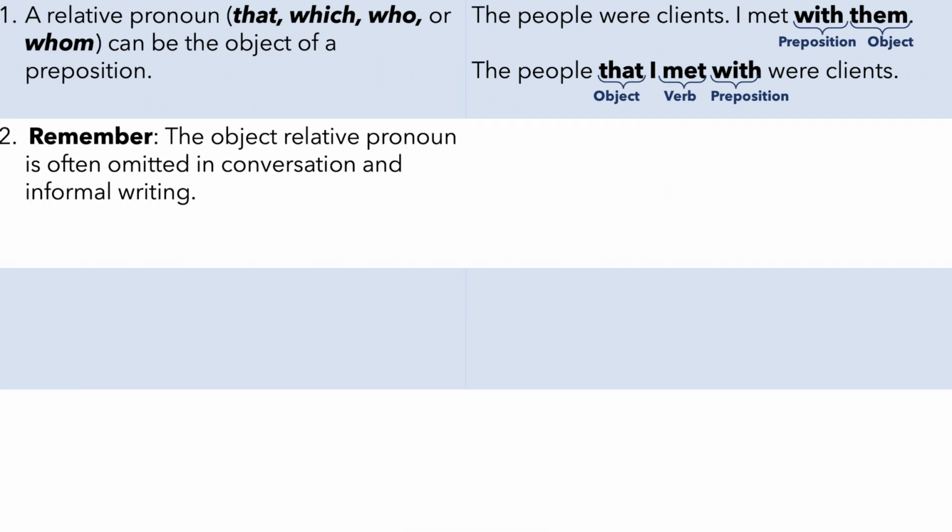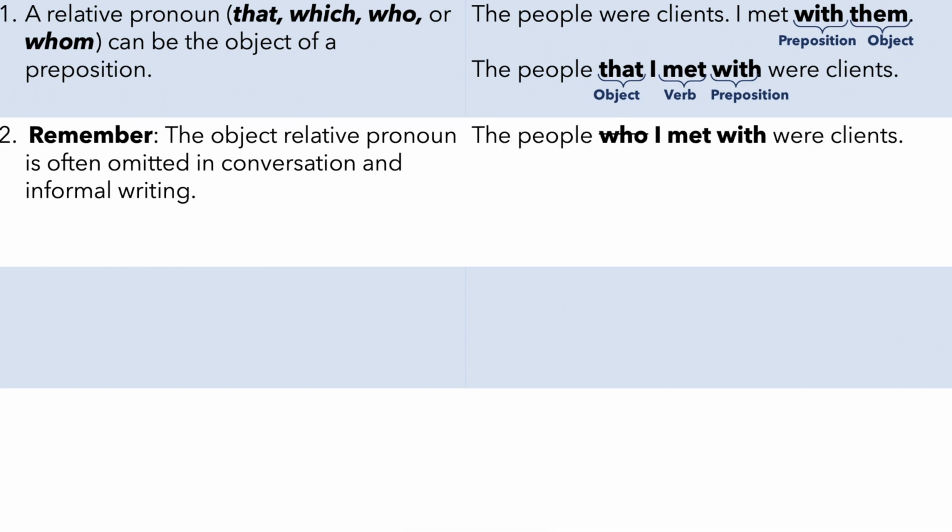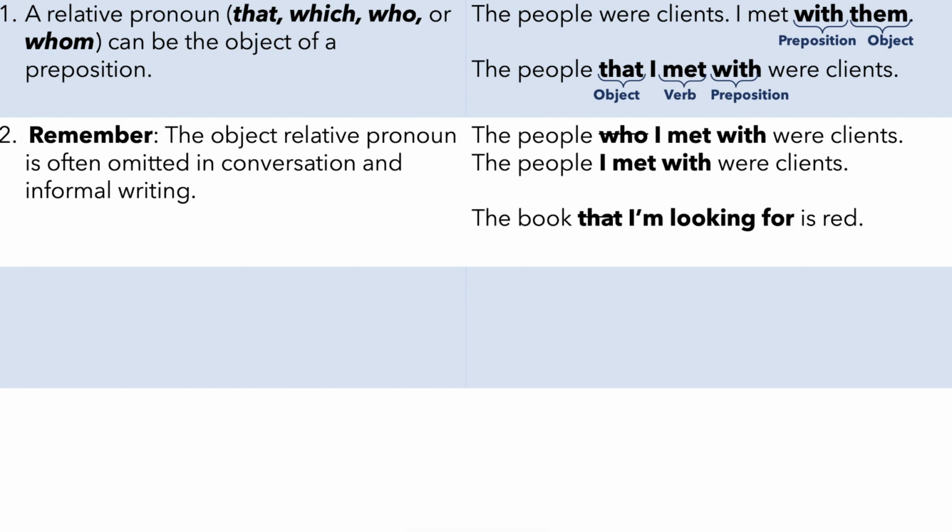Rule number 2. Don't forget this one. The object relative pronoun is often omitted or left out in conversation and informal writing. The people who I met with were clients is correct, but we can say the people I met with were clients, or the book that I'm looking for is red, or we can more easily say the book I'm looking for is red. They're both fine, unless you're being very formal.